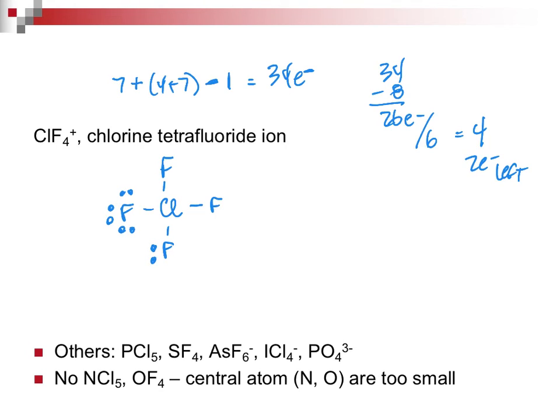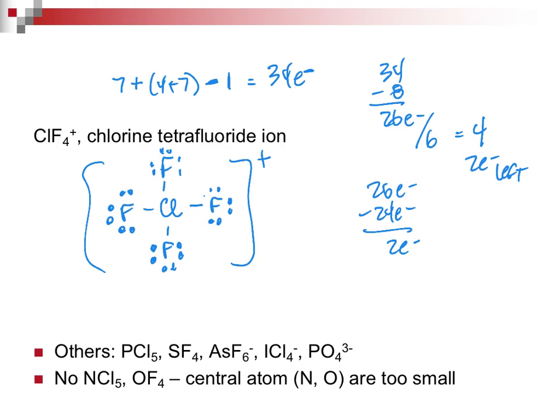My first 6, my second 6 to give an octet, my third 6 to give an octet, my fourth 6 to give an octet. Put the brackets around, put the positive sign there. I had 26 electrons, I used up 24, I have 2 electrons left. Where am I going to put them? I'm going to put them around that central atom. And you might find that to be very, very strange. But that is the material that we will have.